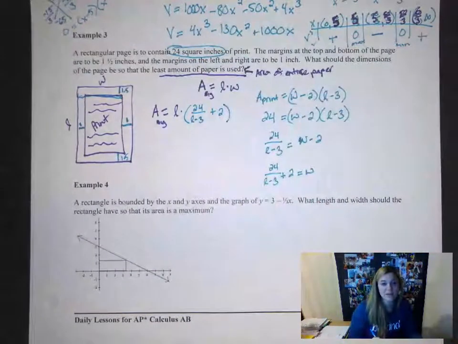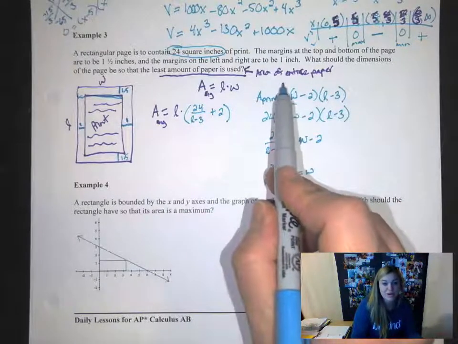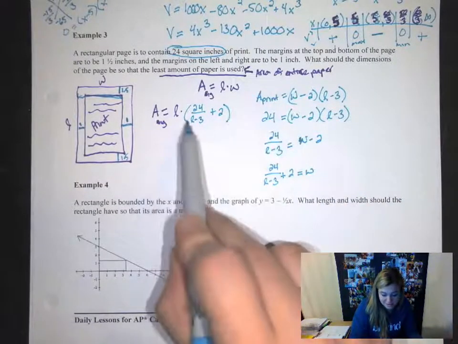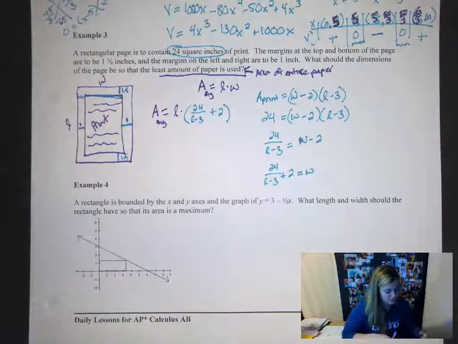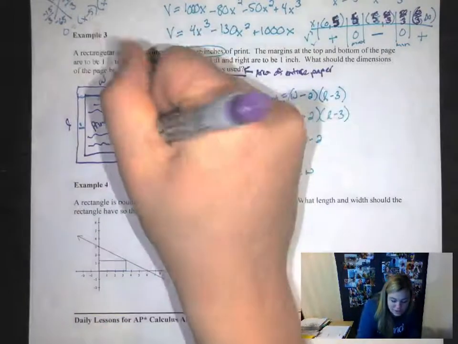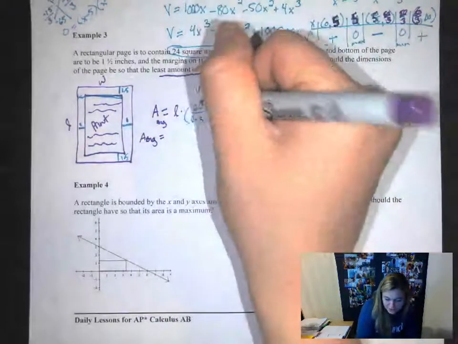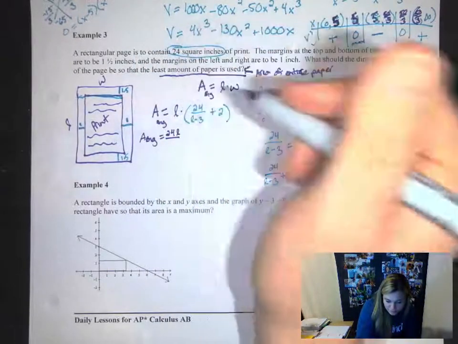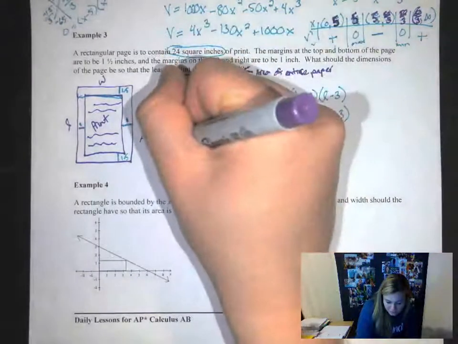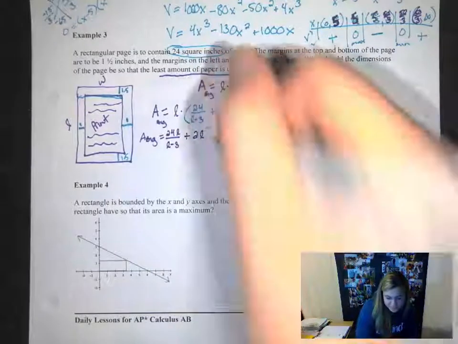This is what I'm taking the derivative of. I want the least amount of paper. I want to minimize this. This is what I'm taking the derivative of, but I don't want to do that yet. So what I'm going to do is simplify a little bit. So the area of the big paper is 24L over L minus 3 plus 2L.